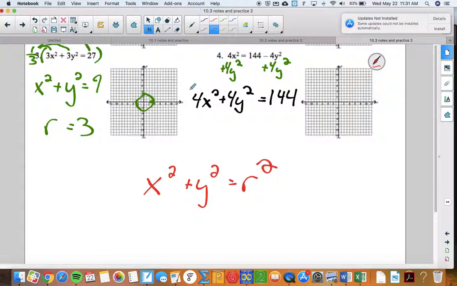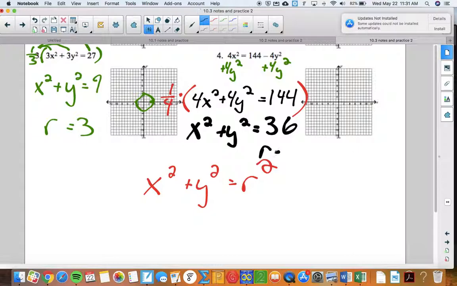How do we get rid of that 4 in front of the x and the y? We multiply by 1/4. Again, it's the same as dividing by 4. So we get x squared plus y squared equals 36, because a fourth of 144 is 36. So what is our radius? It's the square root of 36. Our radius is 6. So let's go up 6, right 6, down 6, left 6, and put a circle through them. It's a funny looking circle.